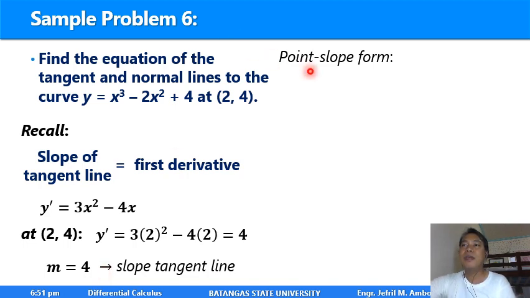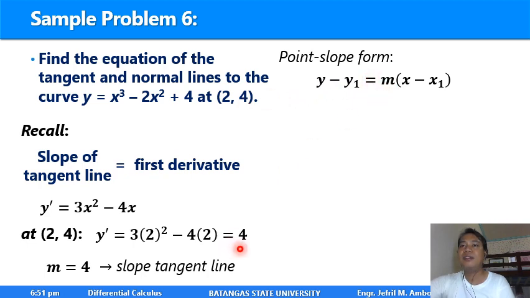Because we are given a certain point, which is (2, 4), and we're able to calculate the slope, which is 4. So, do you recall the point-slope form of the line? That's y minus y1 is equal to m times x minus x1. So, ito po yun. Kung saan yung x1 at yung y1, yun yung given point. So, substitute lang natin: y minus y1, which is 4, is equal to m.